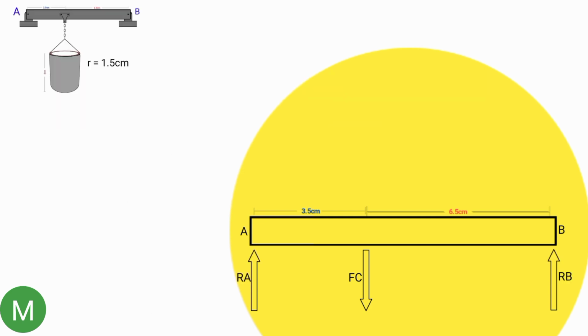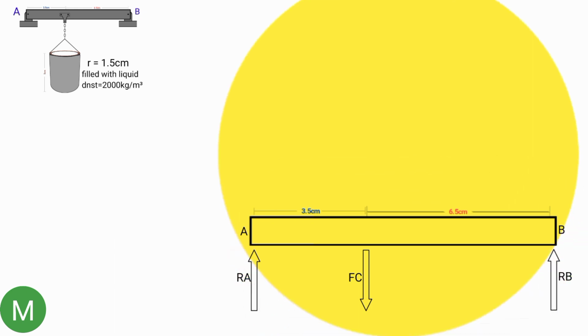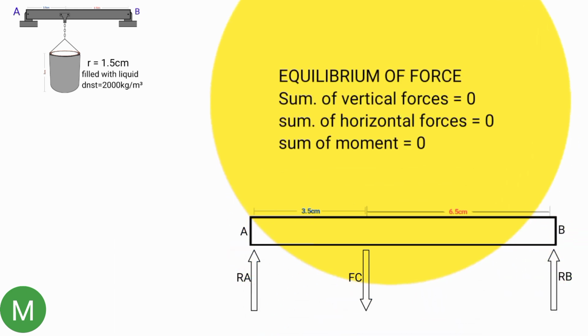The terminology of the equilibrium of forces is whenever all forces acting on a body are considered, both the acting forces and the reactional forces, the sum of the vertical forces must be equal to 0. Similarly, the summation of all the horizontal forces must be equal to 0. And also, the summation of moments at all points must be equal to 0. There are no horizontal forces acting here, so this should be neglected.